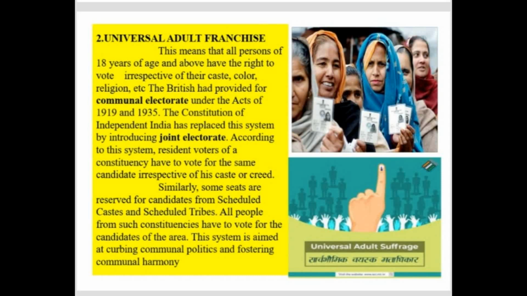In this joint electorate system, all the residents of a particular area will go and vote for the contestants. The contestant may belong to any caste or religion, it doesn't matter. All the residents will go and vote. It is not similar to the communal electorate where only a particular group of religious people or community people are allowed to vote. So that was replaced by the joint electorate by our Constitution.